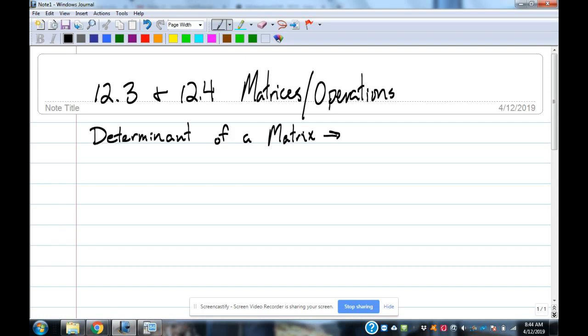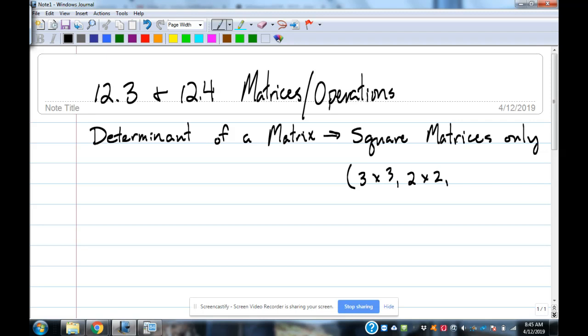A matrix, to be able to find the determinant of that, it must be a square matrix. Square matrices only. What does it mean to be square? A matrix with the same rows and columns, so like 3 by 3, 2 by 2, 14 by 14, n by n. You've got to have the same number of rows and columns to be able to find the determinant of that. And it can be done by hand.